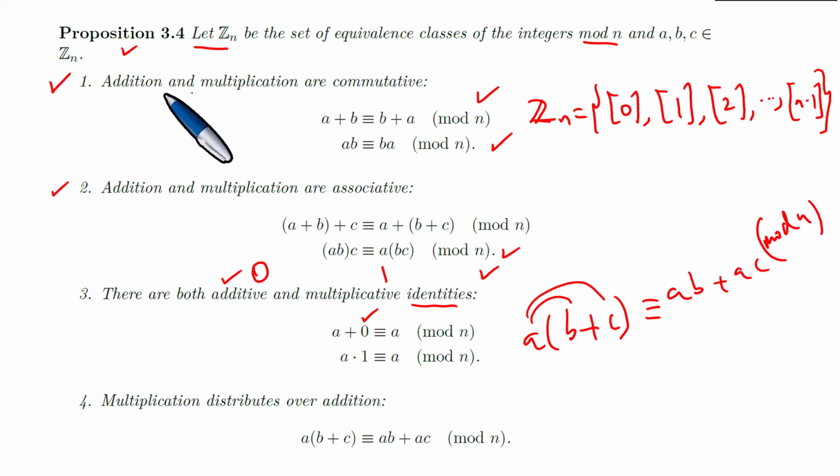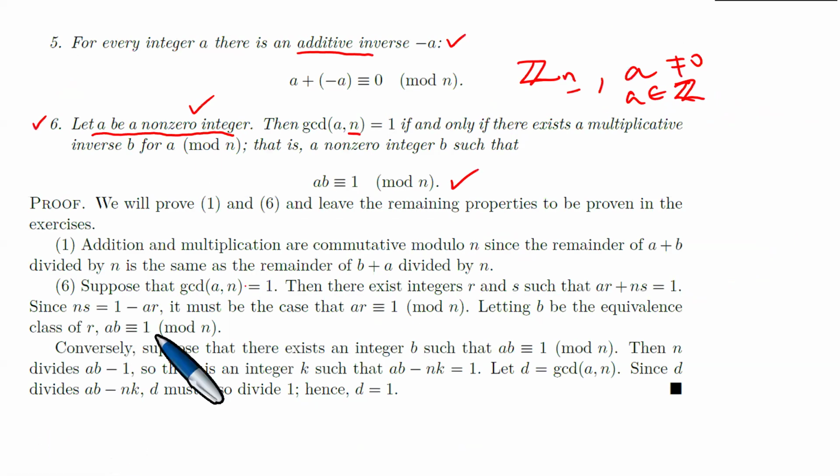1 is that addition and multiplication are commutative. So that a plus b is b plus a modulo n, but also ab is ba. So we're proving commutativity of addition and multiplication. Addition and multiplication are commutative modulo n since the remainder of a plus b divided by n is the same as the remainder of b plus a divided by n.